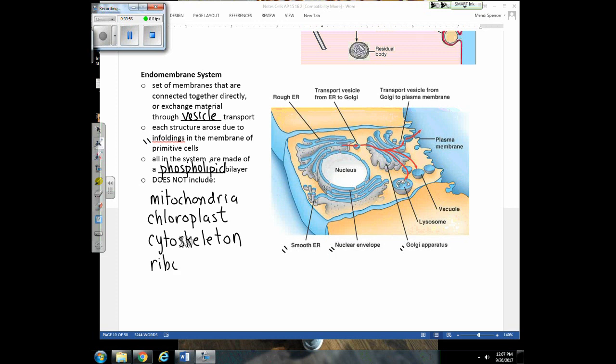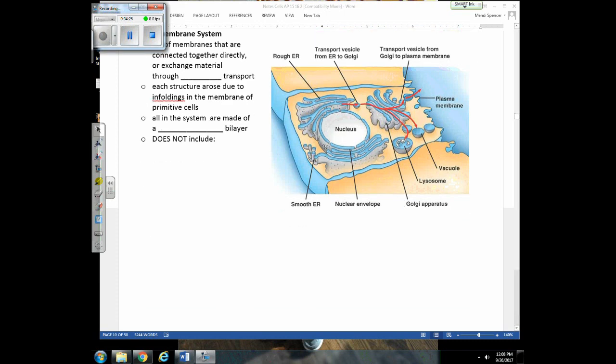And ribosomes. Ribosomes aren't made of a phospholipid bilayer. Ribosomes are made of ribosomal RNA with some protein. So all those structures would not be considered part of the endomembrane system. One thing you should be able to do is tell me which parts of the cell are part of the endomembrane system and why they're considered to be part of that system, and also be able to describe to me why the mitochondria, the chloroplast, the cytoskeleton would not be part of the endomembrane system.